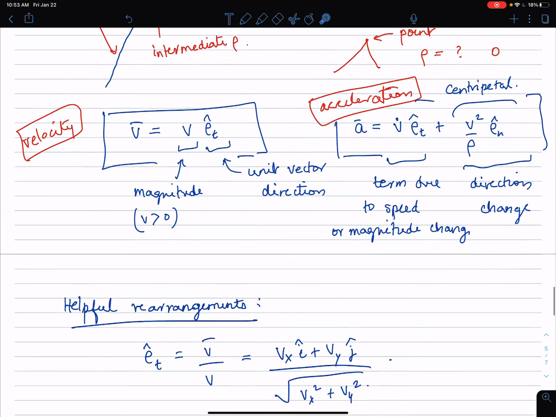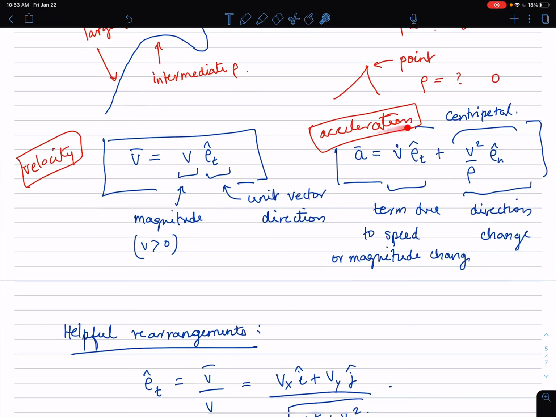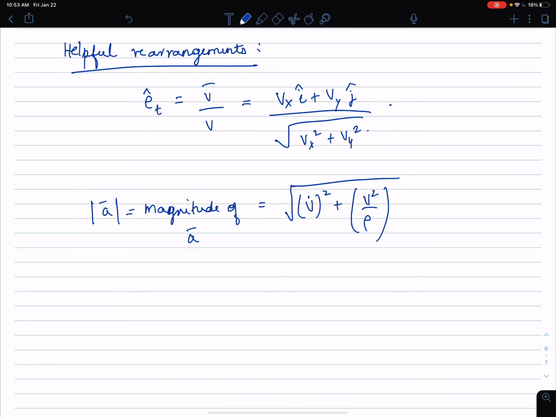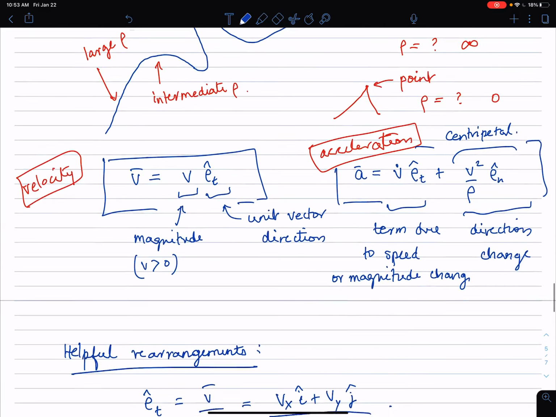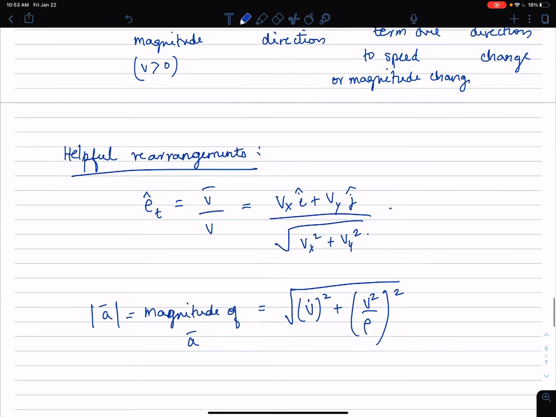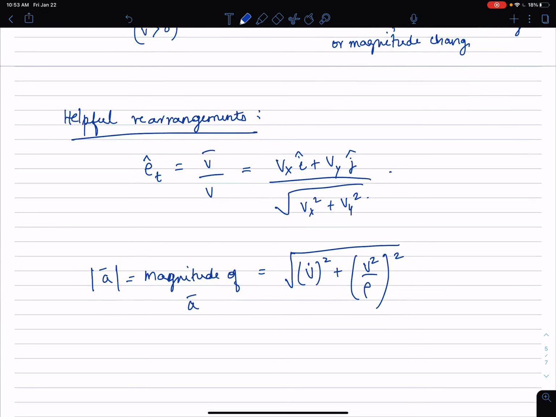Another thing that is going to be useful in your problems is the magnitude version of this. So if you knew the magnitude of the acceleration, then that's going to be equal to the square root of v dot squared plus v squared over rho, whole squared. Okay, so that is it. These are the main formulas that we will be using. I guess we will end this video for now and then do some example problems.